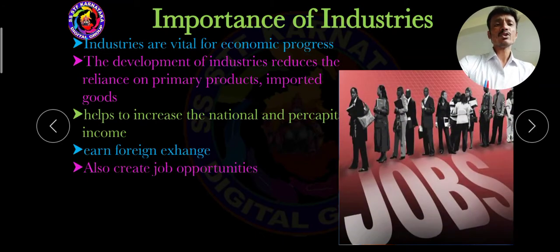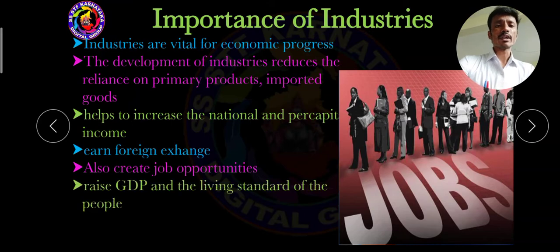Industries also create job opportunities. For industries to run, we need labourers. In this way, industries provide employment opportunities and raise GDP and the living standard of the people. Gross domestic product means production through industries: through industries, production increases. When gross domestic product increases, employees earn sources of income, and it leads to a better living standard for the people.